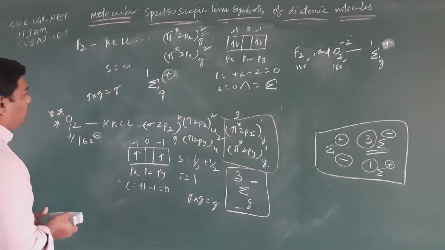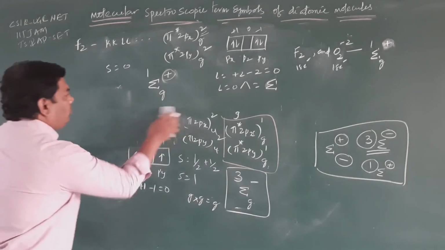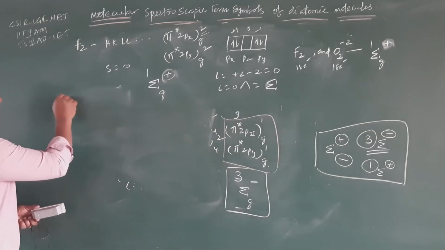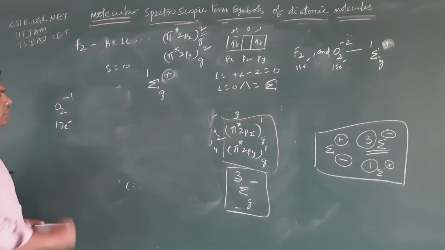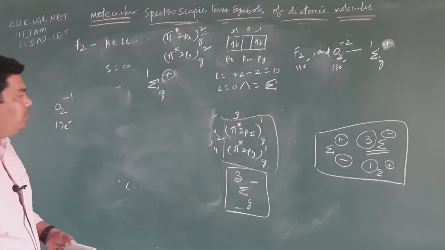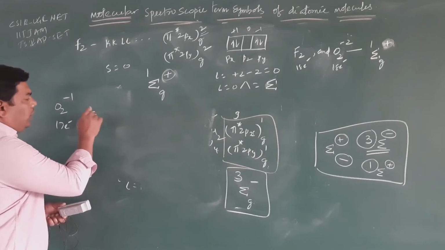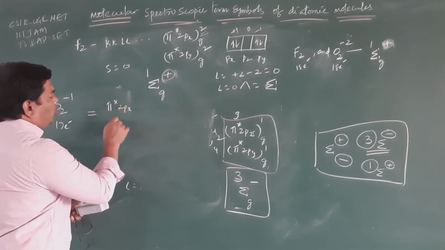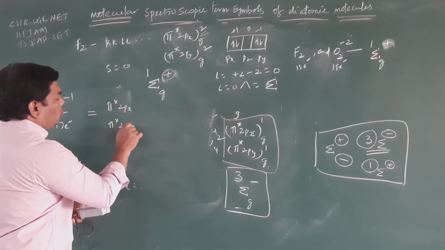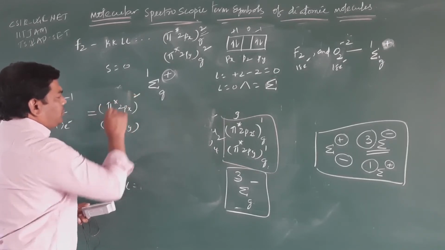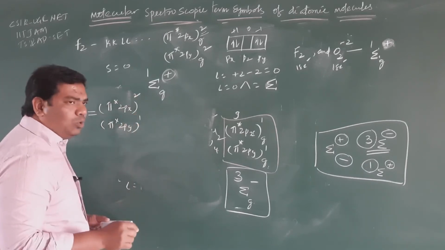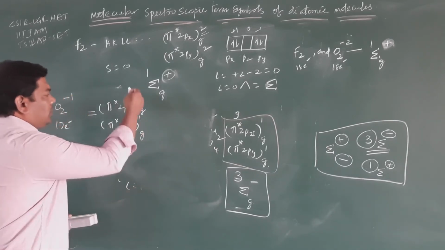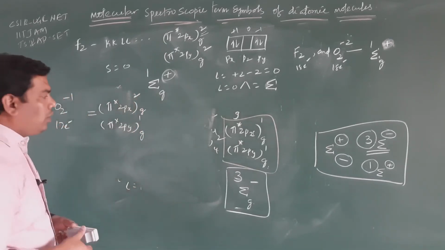For example, student, it is O2 minus 1. So O2 minus 1 is nothing but a 17 electron system. I will write only the outer electronic configuration. That is pi star 2px 2 and pi star 2py 1. Both are gerade. So there are 3 electrons in the outer electronic configuration.